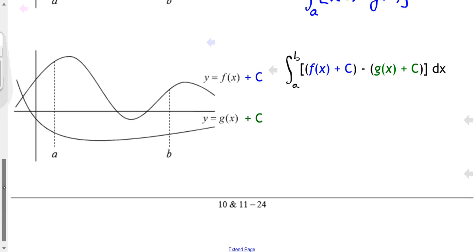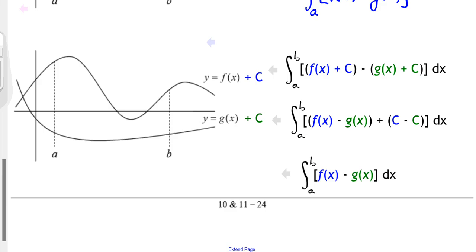I'll have f of x plus c minus g of x plus c, and guess what happens? The c's just cancel out, so it doesn't even matter. So it doesn't matter if one graph is above, one graph is below. We can just subtract the two functions and do the antiderivative. That'll give us area between the curves. That's it. Not too hard.